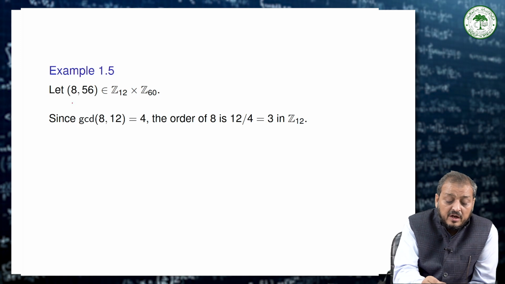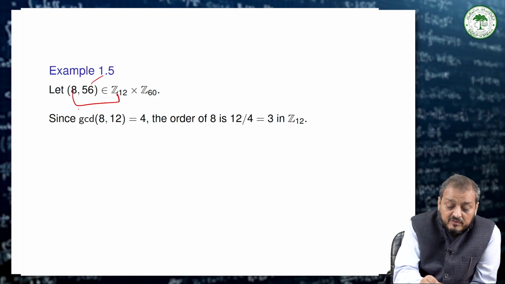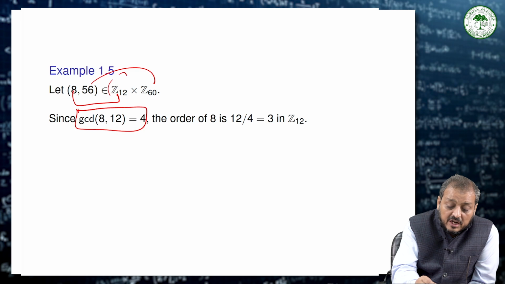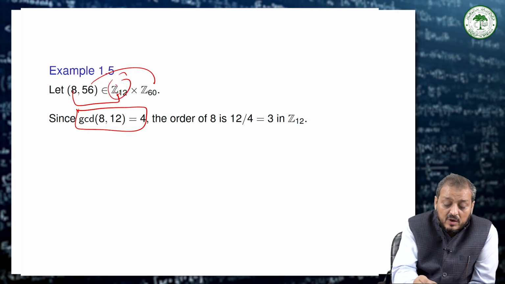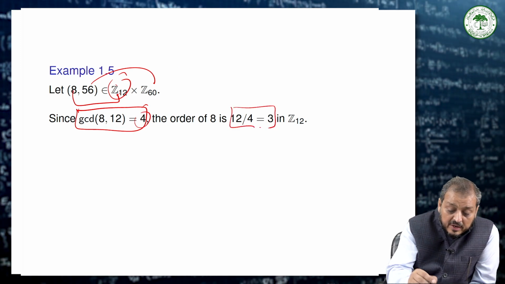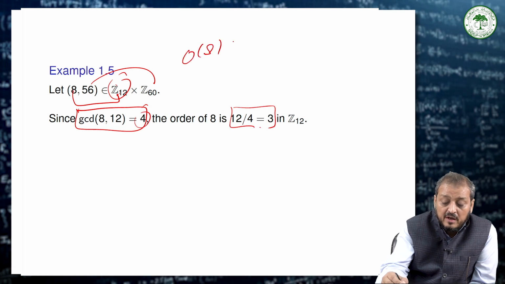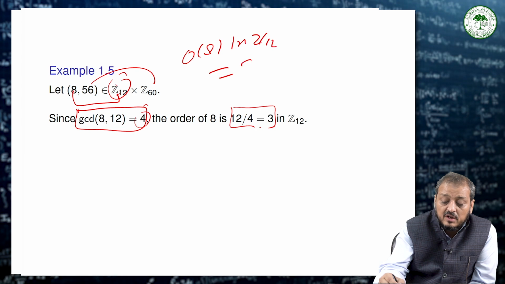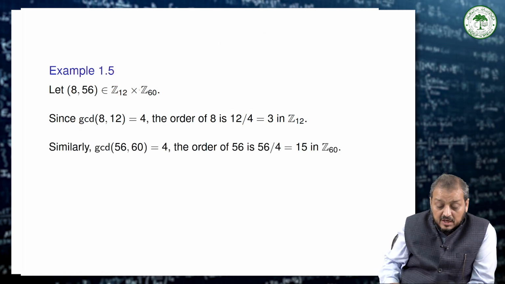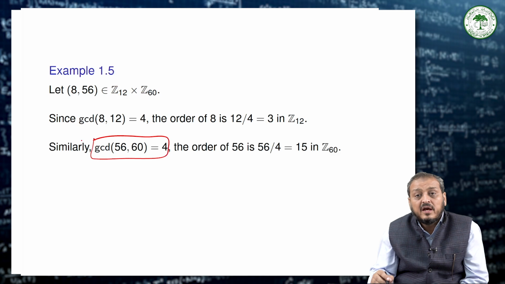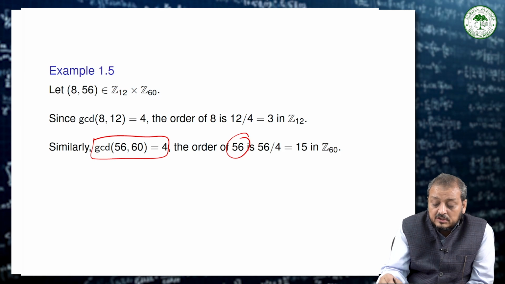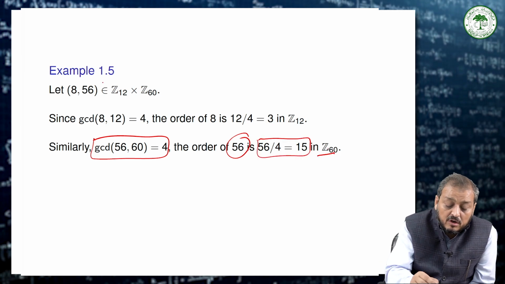Now we have to take the greatest common divisor of 8 and 12, and of 56 and 60. The greatest common divisor of 8 and 12 is equal to 4, so the order of 8 in Z12 is 12 divided by 4, which is equal to 3. Similarly we can calculate the GCD of 56 and 60, which is again 4, and then the order of 56 is 60 divided by 4, which is equal to 15 in Z60.